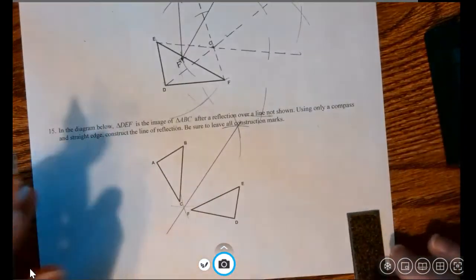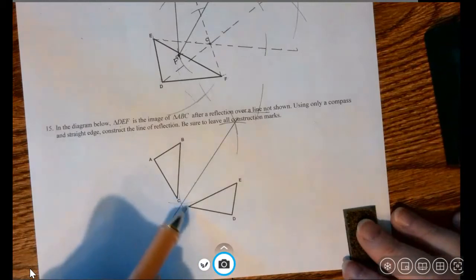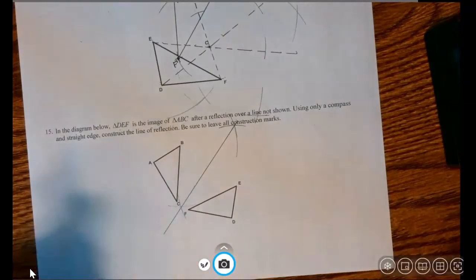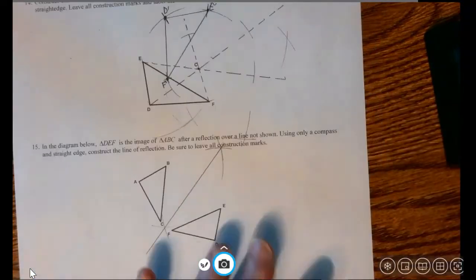And then again, you want to just kind of eyeball it and make sure, does this line appear to be the perpendicular bisector of CF, of AD, and of BE? And if it's clearly not, then just check your constructions.